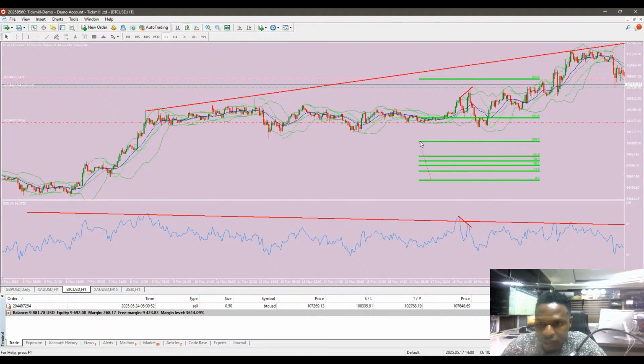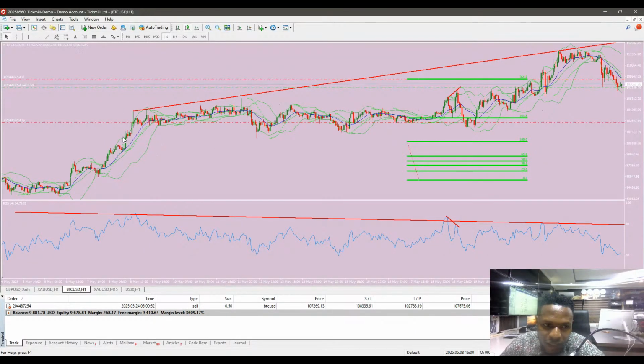Since we know that price is always in three phases, we call this market structure. Market structure is always in three places: uptrend, downtrend, and consolidation or ranging. Uptrend, price is breaking higher.